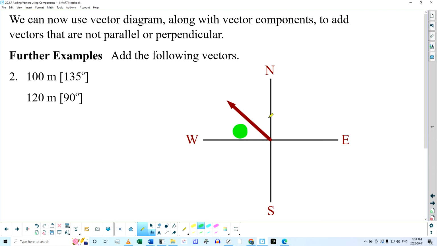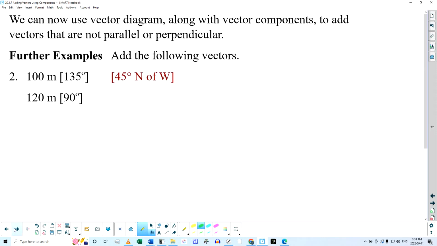Is it also 45 degrees west of north? Yes, but I would prefer you to always record angles. You're going to have to think about this carefully. Record angles that are either north of west or south of west or north of east or south of east. I would prefer you to always have north of or south of as a direction. The 90 degrees, of course, is north.